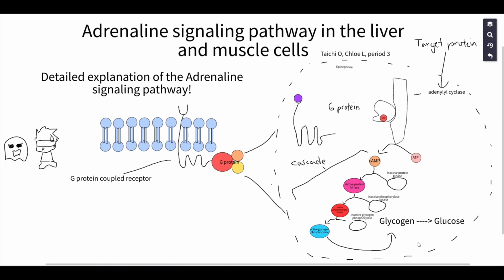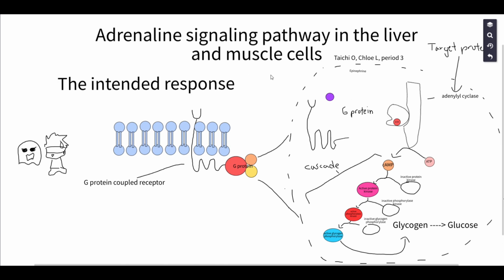This glycogen is stored inside of the liver, and once it gets broken down into glucose, it is released into the bloodstream and used by muscle cells as fuel and metabolized to help our character activate his fight or flight response.